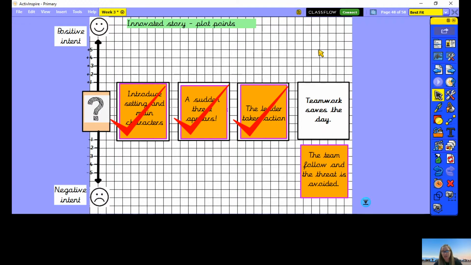So let's remind ourselves one last time of that animation, just so we've got it really clear in our head and we know exactly how the story finishes and how we're going to be writing the end of our story today.